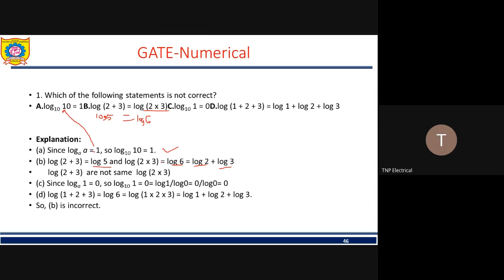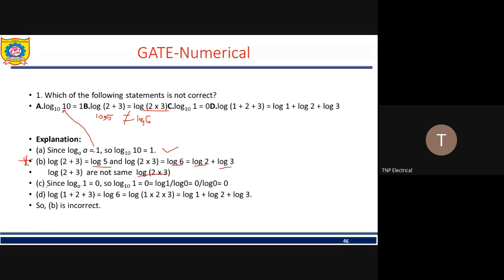So these two are not the same. Log 5 cannot be equal to log 6. Yes or no? So log of 2 plus 3 is not the same as log of 2 into 3. Are you getting my point? This is very important. Try to understand this concept. Very easy, but very important.